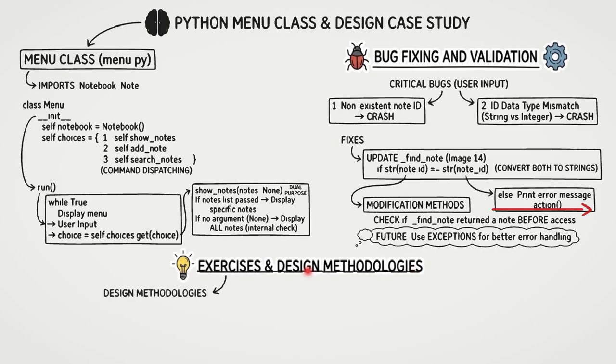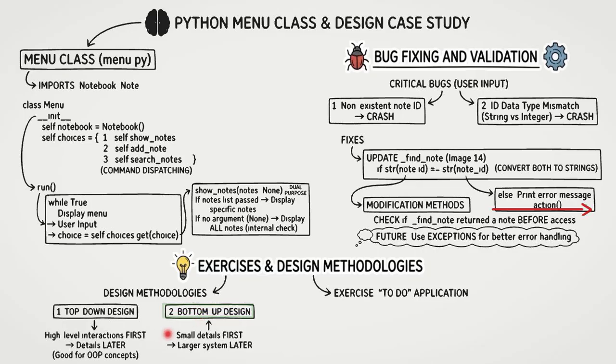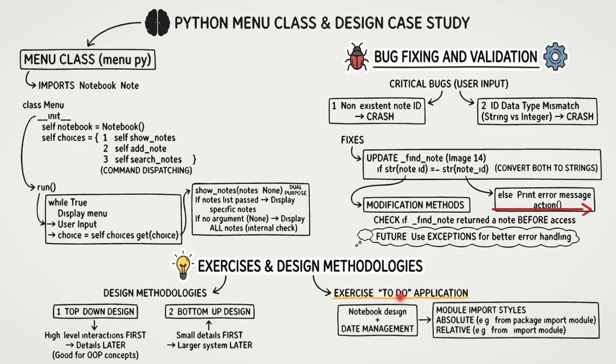Wrapping up this case study, let's look at design methodologies. You have two main approaches when building systems. There is top-down design, where you figure out the high-level interactions first and handle the specific details later. This is incredibly useful for object-oriented programming. Alternatively, there is bottom-up design, where you build the small detail components first and then piece them together into a larger system.